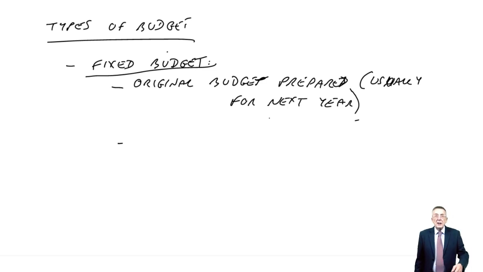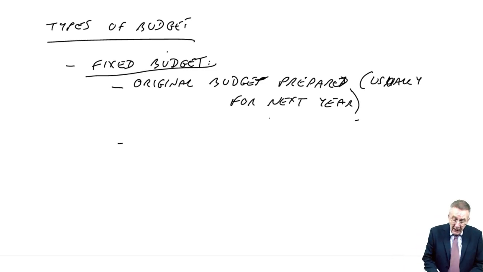You forecast materials that cost $10 a kilo. The supplier puts the price up. You know, your budget is wrong. And so there's a big problem that it rapidly goes out of date.